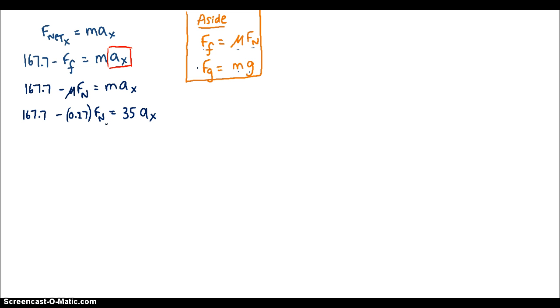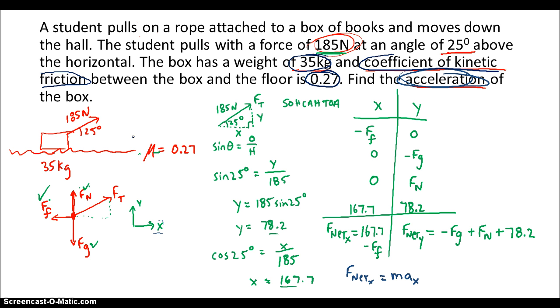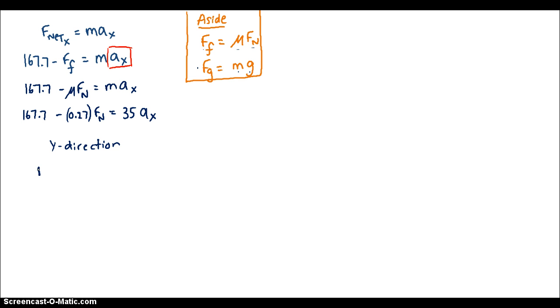Okay, so now what we have to do is, we've looked in the x direction. Let's look in the y direction to see if we can find what the normal force is. So we're going to do the same for the y direction as we did the x direction. F net y is equal to m a y.